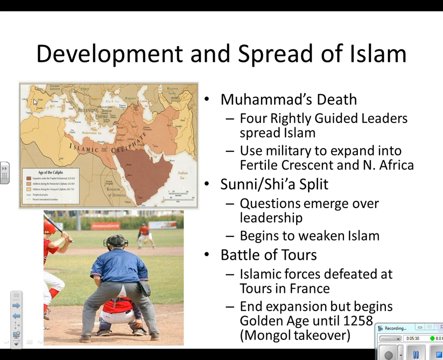This ends the expansion of Islam, but it actually launches their golden age until about 1258 when the Mongols take over. So the Islamic forces spent the early part of the religion spreading, but for the later parts, after they were stopped at Tours, they focused on making the civilization they had better, entering their golden age.